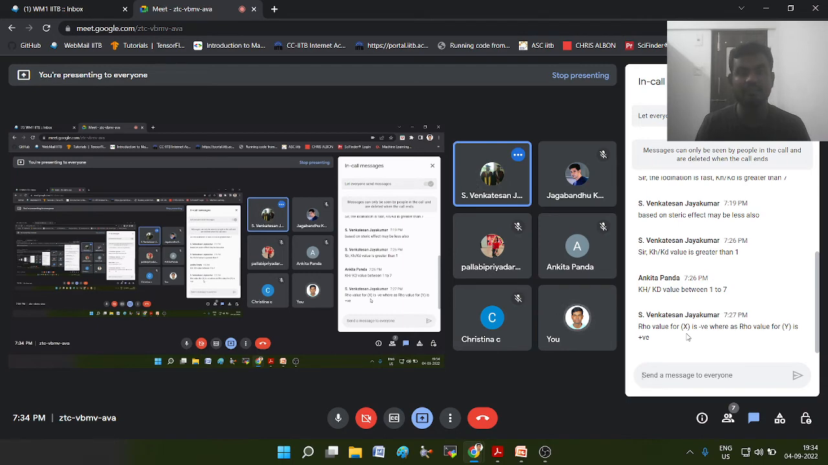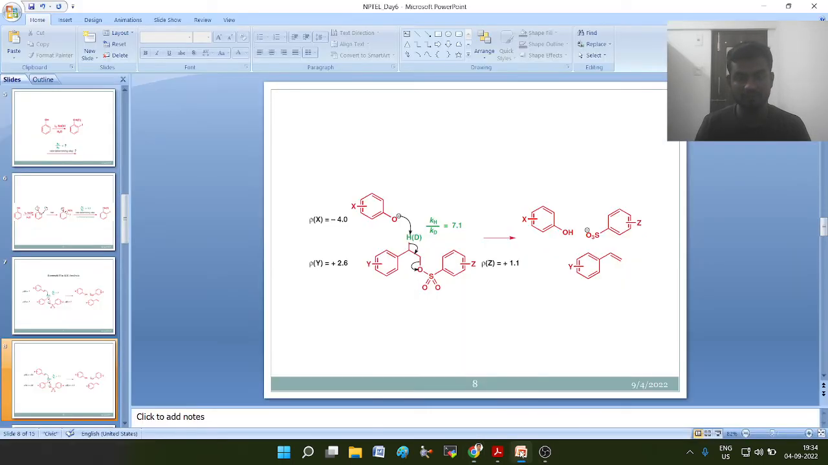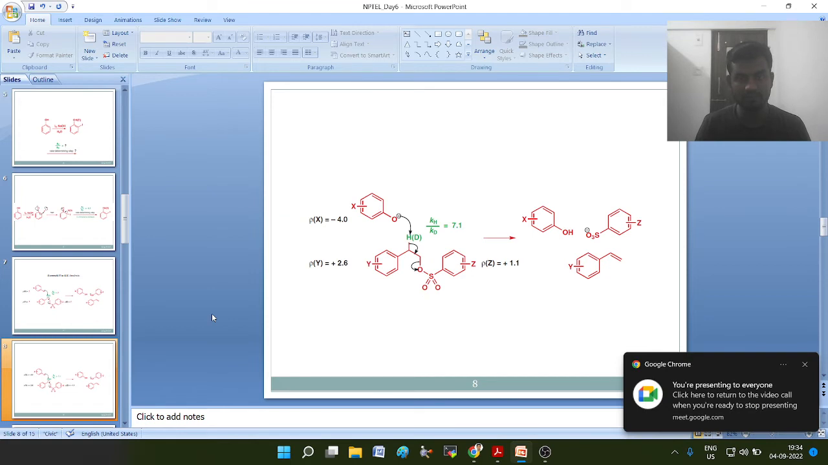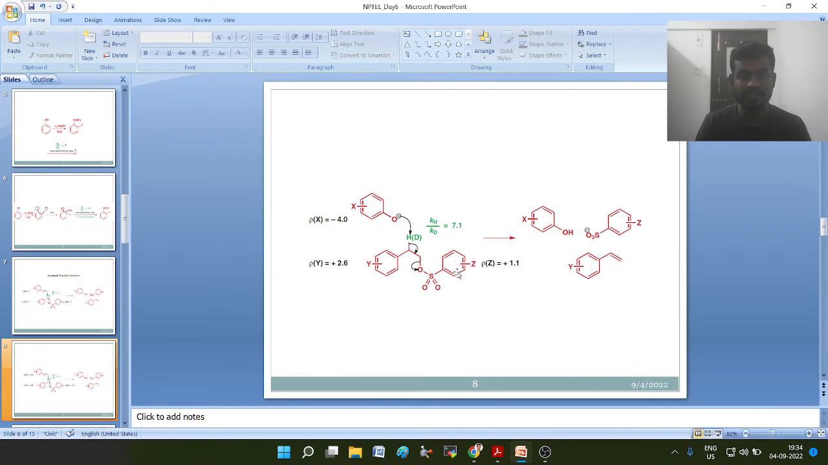Sir, excuse me, in slide 8, please explain once again about the Z value. Rho Z, rho exact value for all X, Y, Z. See, X, this O minus is directly conjugated with the benzene ring, right? So the substituent will have more impact because this negative charge is conjugated with the ring. So that's why the magnitude is large, 4, because this is directly involved with the benzene ring.